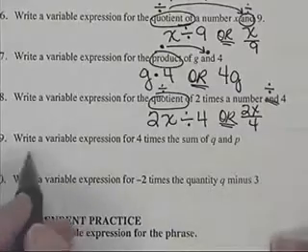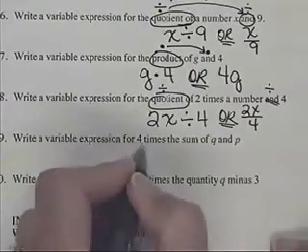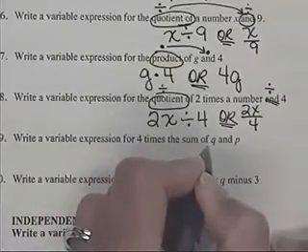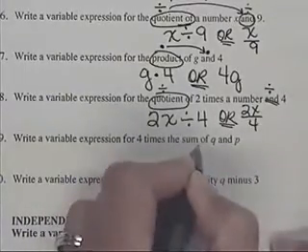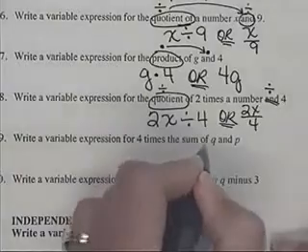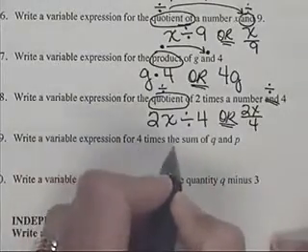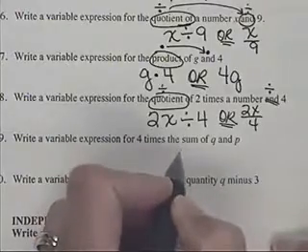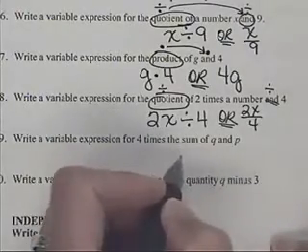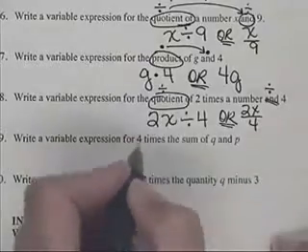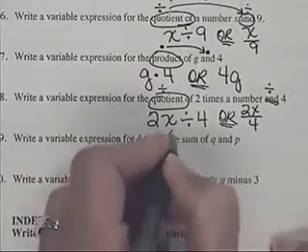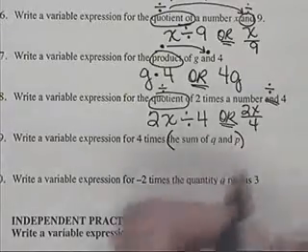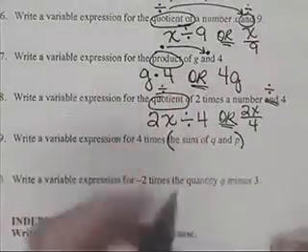Okay, number 9 says write a variable expression for 4 times the sum of Q and P. Sum means the answer that you get when you add. Anytime that you're going to do something to a sum, if you're going to do something like add something to it, subtract something, multiply it, divide it, anytime it tells you to do something to a sum, always put the sum in parentheses. Always. You have to have the parentheses or it will be wrong.